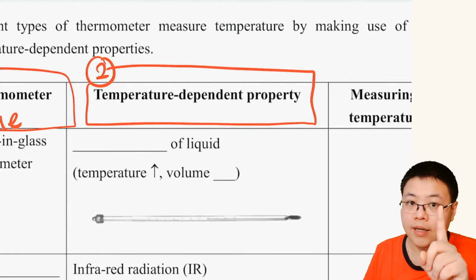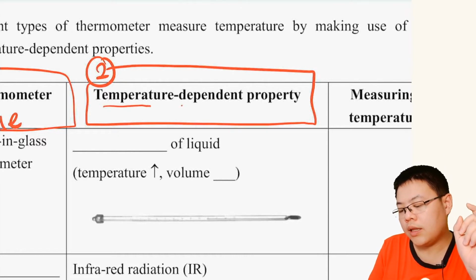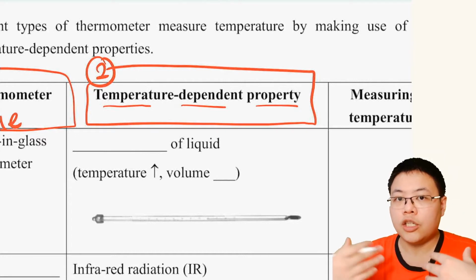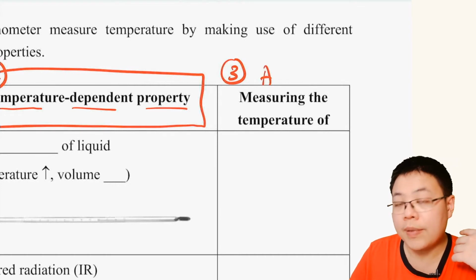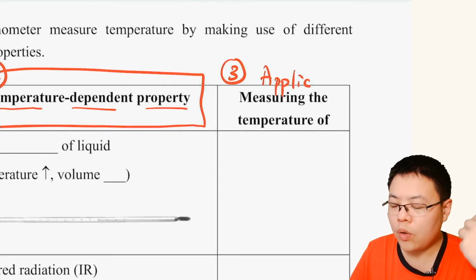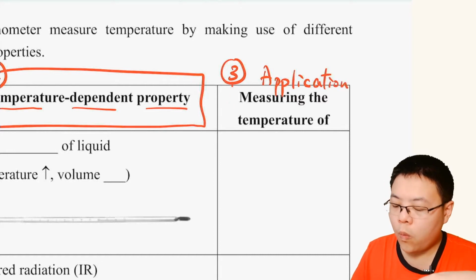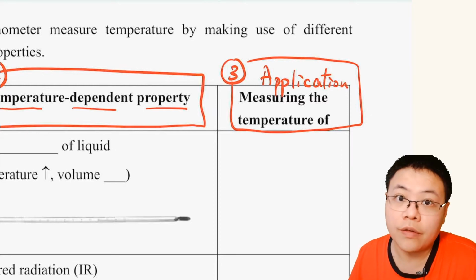Okay, so the second thing we want to learn about a thermometer is the temperature dependent property. What is the property that changes with the temperature? And the third thing is the application. After we know how the thermometer works, we want to know where in daily life, in real life, will we make use of this type of thermometer.